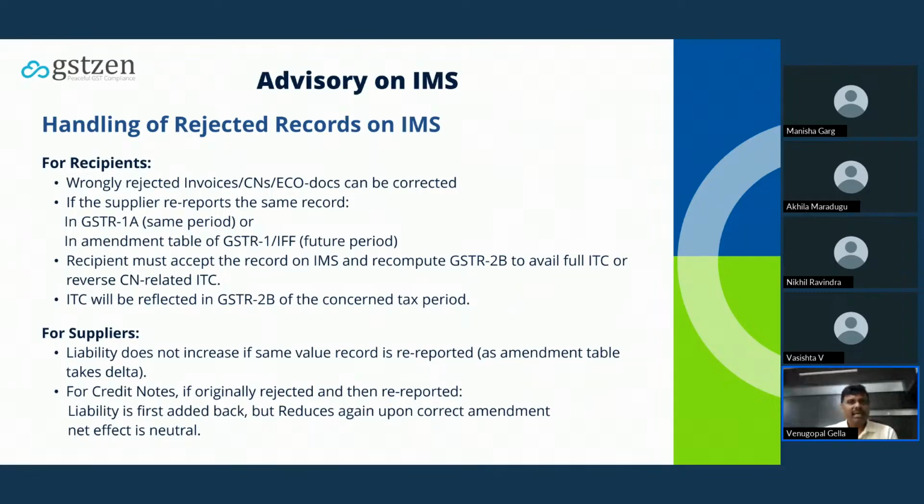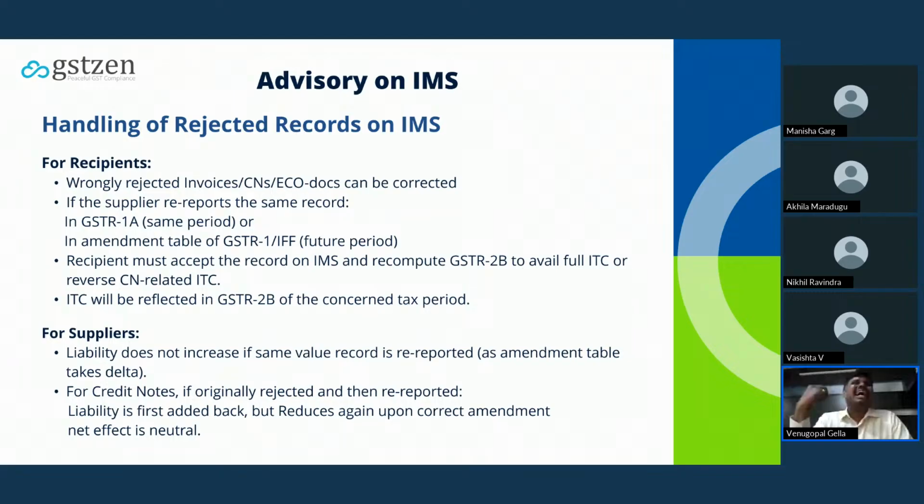Let me give you an example. I am the supplier, you are the customer. I have raised an invoice for 1 lakh rupees and 18,000 rupees GST. You have returned some goods worth 10,000 rupees. I have issued a credit note for it. Now, when I issue a credit note, my liability will come down. Let's say I've issued a credit note of 10,000 rupees and 1,800.